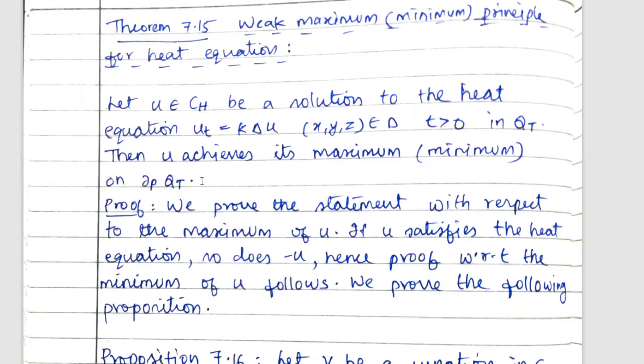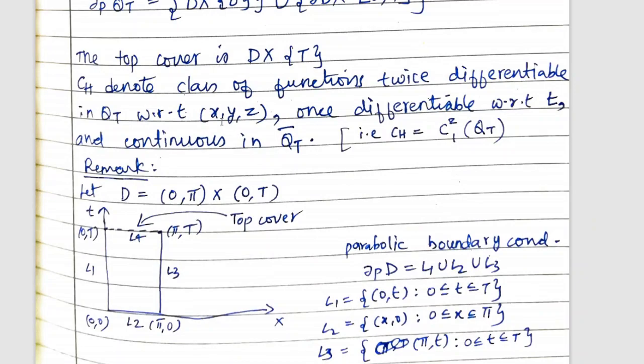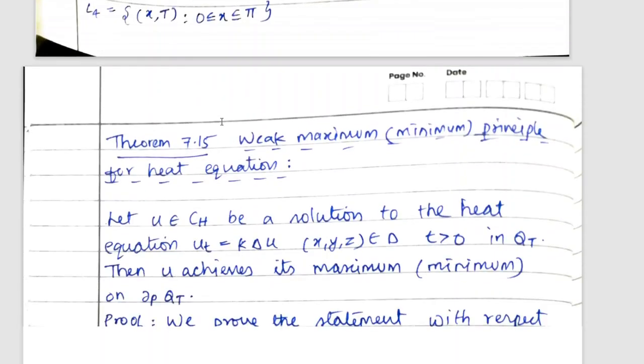And this is the boundary of Qt, whatever points are there in the boundary of Qt. So the theorem says that U achieves its maximum or minimum on the boundary of Qt. And U, an element of CH, is a solution of the heat equation in 3 dimensions. What is CH? We have defined CH to be the class of functions that are twice differentiable with respect to x, y, z and once differentiable with respect to t. Also they are continuous in the closure of Qt.